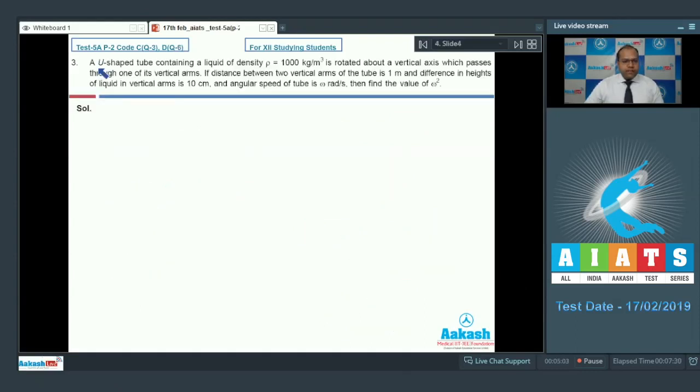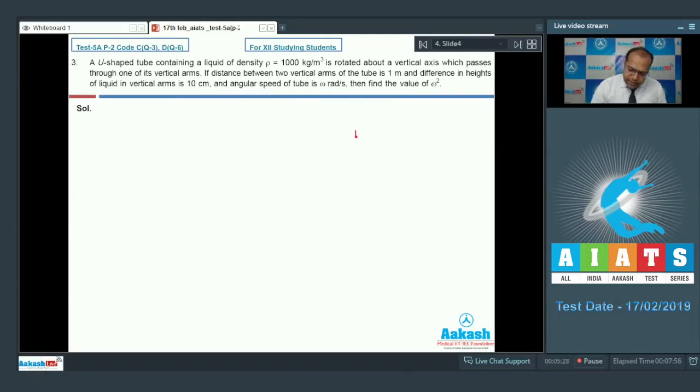In question number 3, a U-shaped tube containing a liquid of density rho is equal to 1000 kg per meter cube is rotated about a vertical axis which passes through one of its vertical arms. If distance between two vertical arms of the tube is 1 meter and difference in height of the liquid in vertical arms is 10 centimeter and angular speed of the tube is omega radian per second, then we have to find the value of omega square.